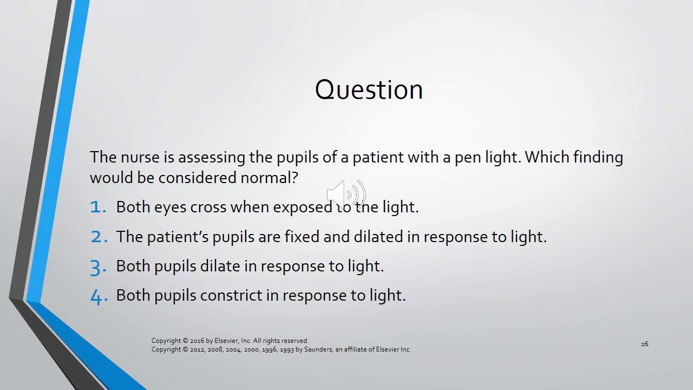The nurse is assessing the pupils of a patient with a pen light. Which finding would be considered normal? Number 1, both eyes cross when exposed to the light. Number 2, the patient's pupils are fixed and dilated in response to light. Number 3, both pupils dilate in response to the light. Or number 4, both pupils constrict in response to the light.